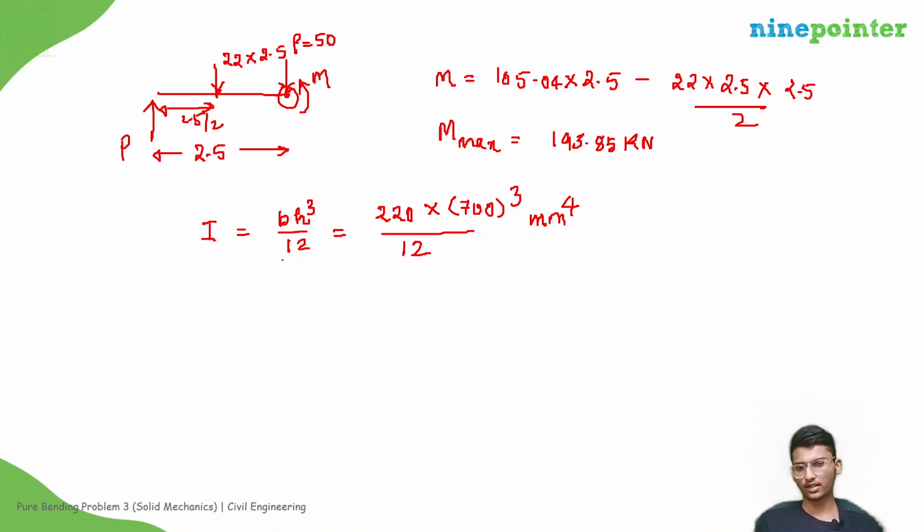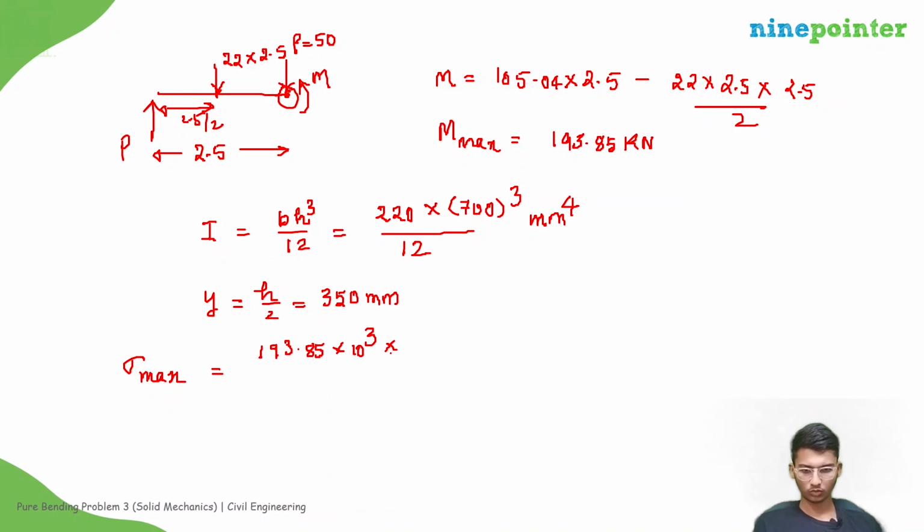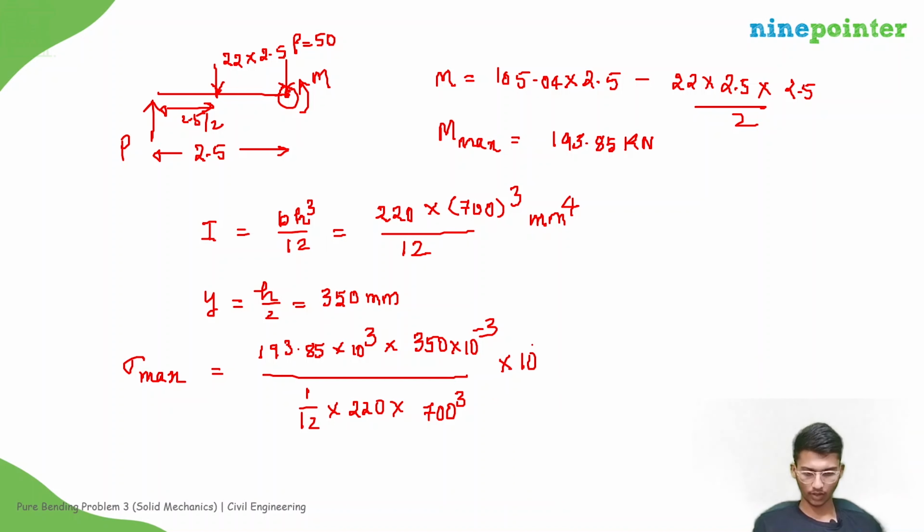Okay, this is I, and we know the Y value, that is H by 2, that is 350 mm. So sigma max will be equal to M max, 193.85 into 10 cube, into Y, that is 350 into 10 power minus 3, divided by 1 by 12 into 220 into 700 whole cube into mm power 4. Mm power 4 is 10 power minus 12, so 10 power 12.